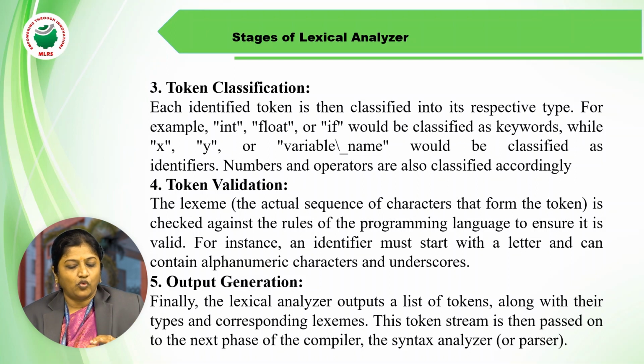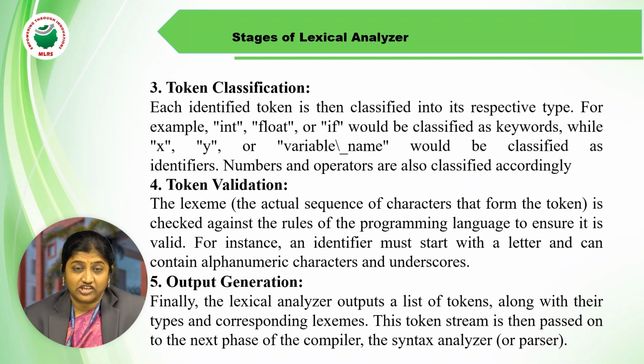So int, float, if, all these are what? Keywords. Whereas a, add, subtract, x, y, multiply, divide, all this comes under what? Identifiers. Or else age, bill, all those come under identifiers. Numbers and operators are also classified accordingly. So this is the way we need to classify the tokens.